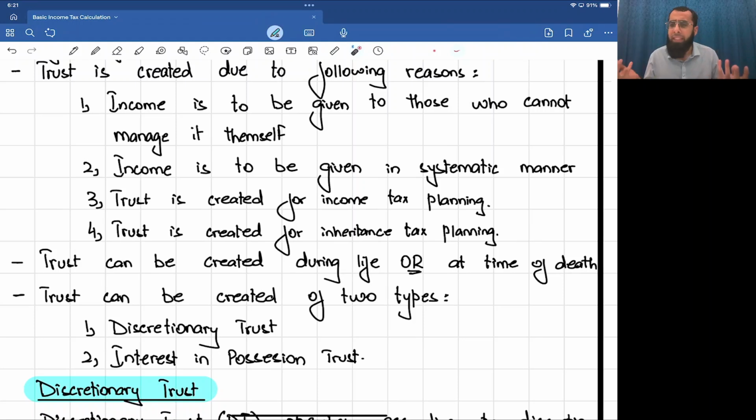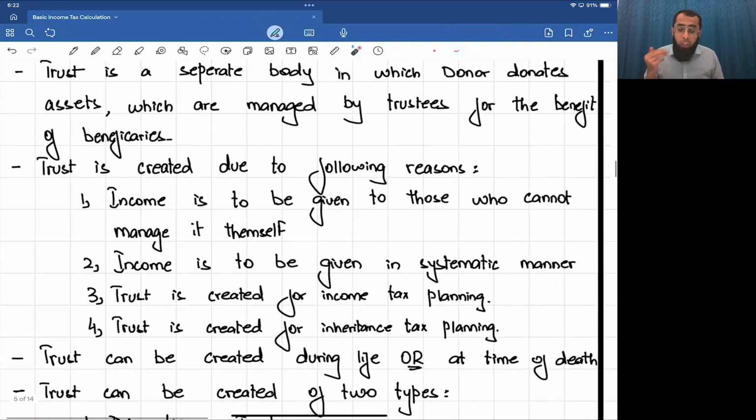So, since you haven't studied inheritance tax yet, it's just the start of the course. For now, just understand that when you give the assets to the ownership of a trust, since now it is not in the ownership of individuals, on every death, the inheritance tax which would have been payable would get saved. So, what is a trust?